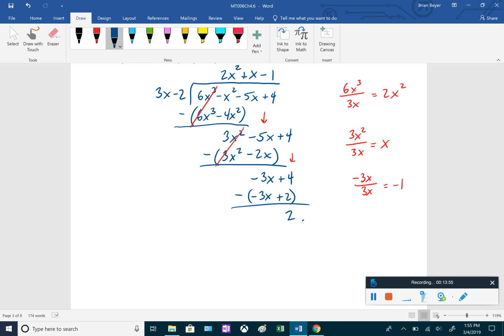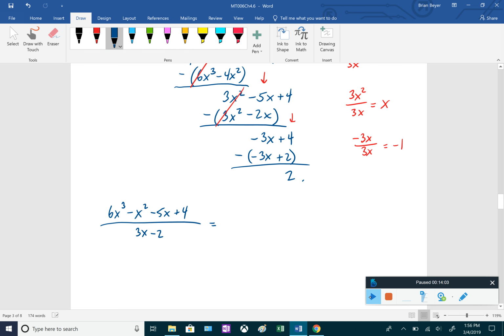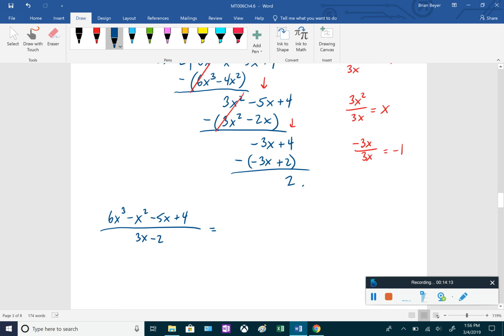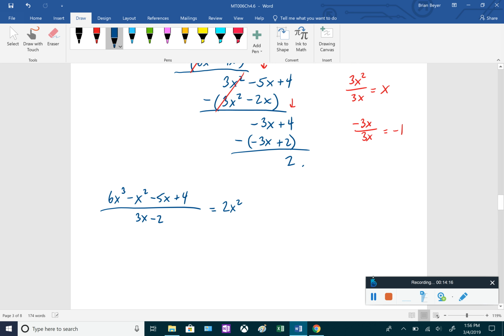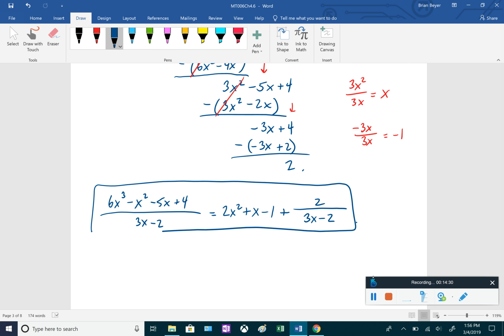So writing this in the form of the division algorithm, it's going to be what we started with. The 6x cubed minus x squared minus 5x plus 4 divided by 3x minus 2, so that's just repeating the problem again, equals the quotient, which is 2x squared plus x minus 1, plus the remainder over the original divisor. So there is our final answer in the form of the division algorithm.